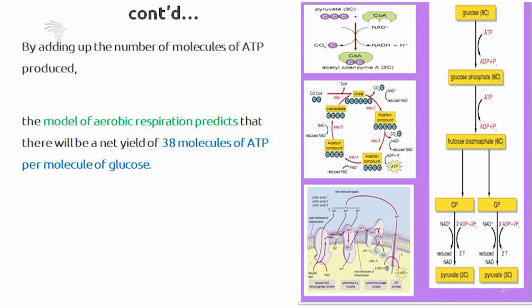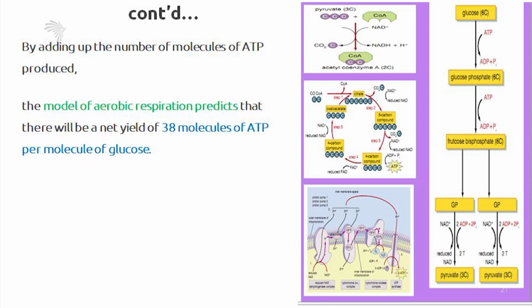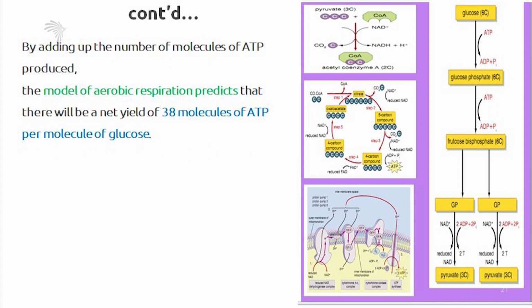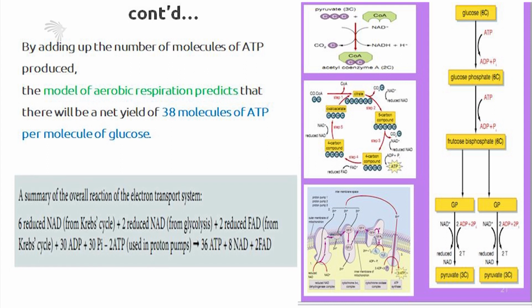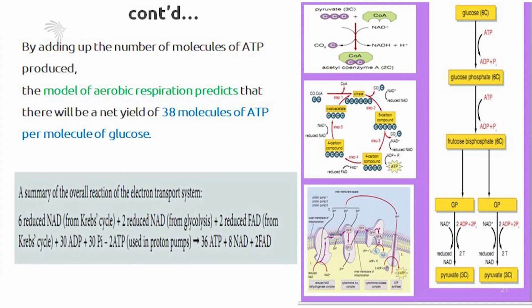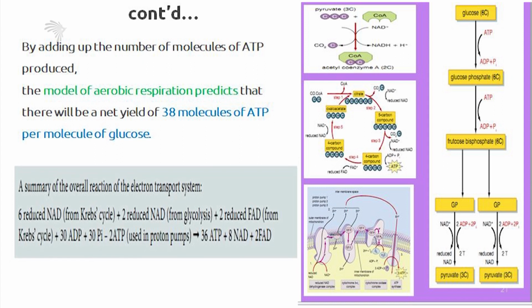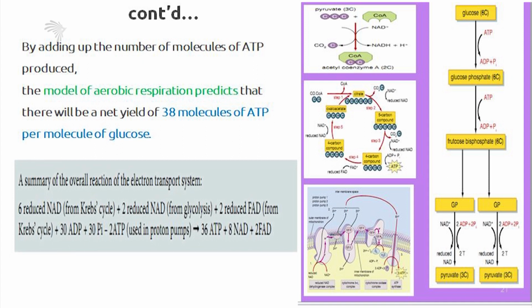The model of aerobic respiration predicts that there will be a net yield of 38 molecules of ATP per molecule of glucose. This is the overall reaction. Here you have the 4 processes: the glycolysis, the link reaction, the Krebs cycle, and the electron transport chain. The 4 slides are condensed into one slide, so you can see here.